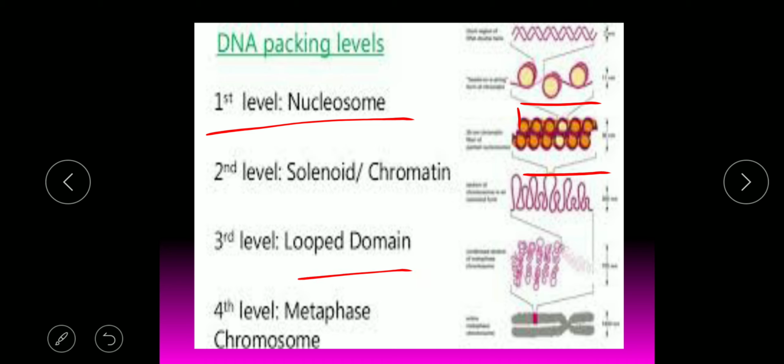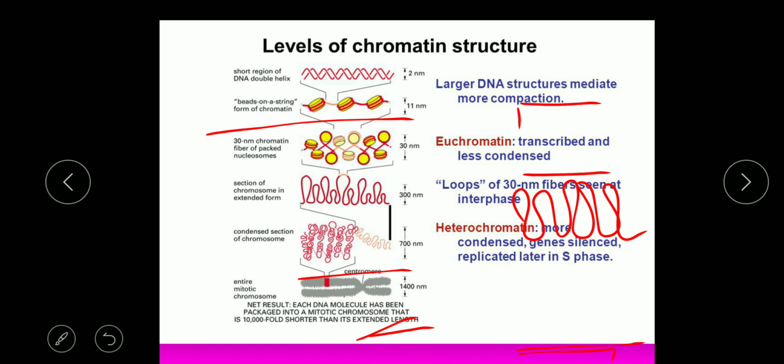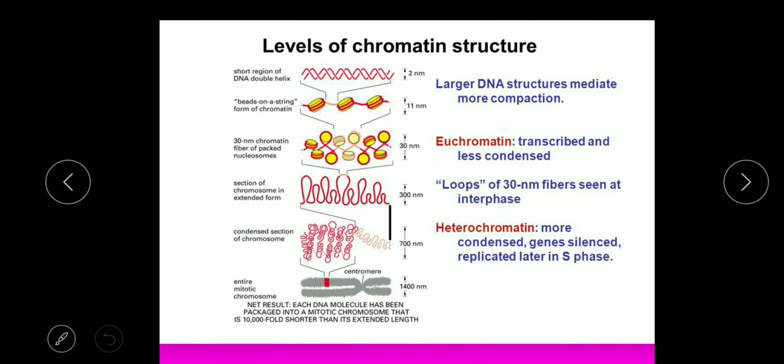Then the third level is the looped domain, which is found in the interphase or in the prophase stage of the cell cycle. And the fourth stage of DNA packaging is the chromosome, which is found at the metaphase stage. We will discuss metaphase, prophase and all in the cell cycle and cell division. This is again showing the same.